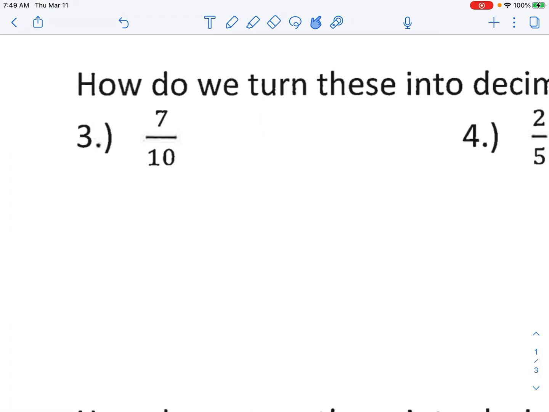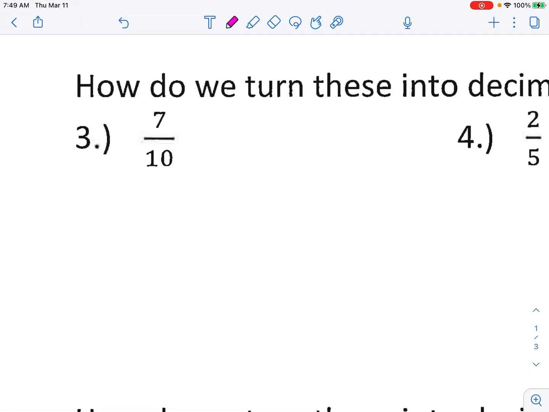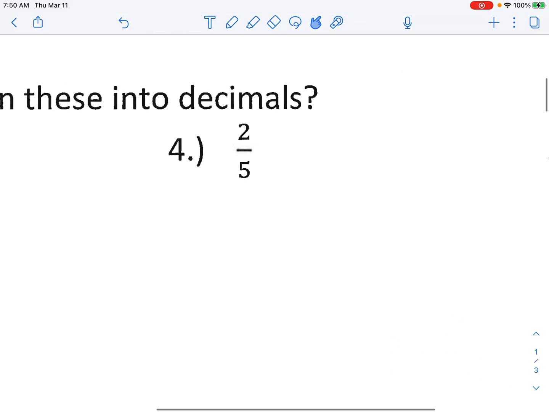How do we turn these into decimals? Now we're going the opposite direction, fraction to a decimal. First we're going to read the fraction. That fraction is read as 7/10. 7/10 is written as 0 and 7/10. This one is read 2/5.